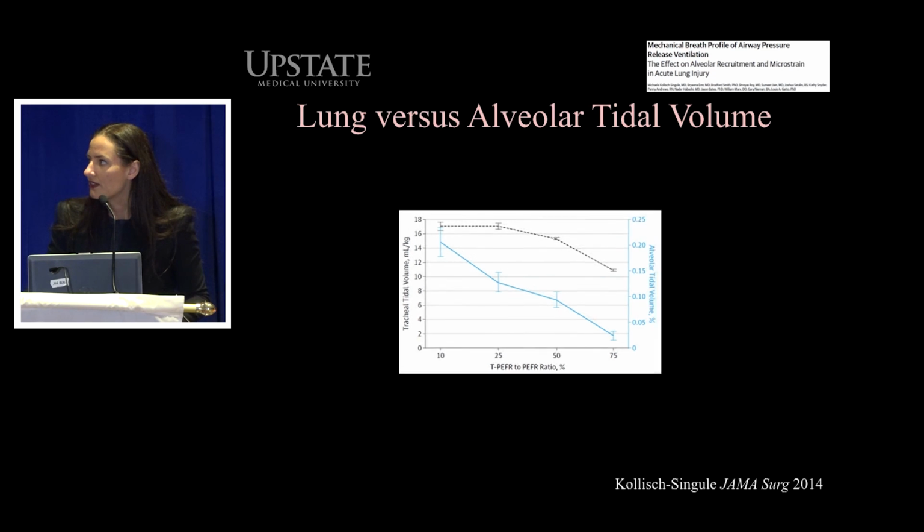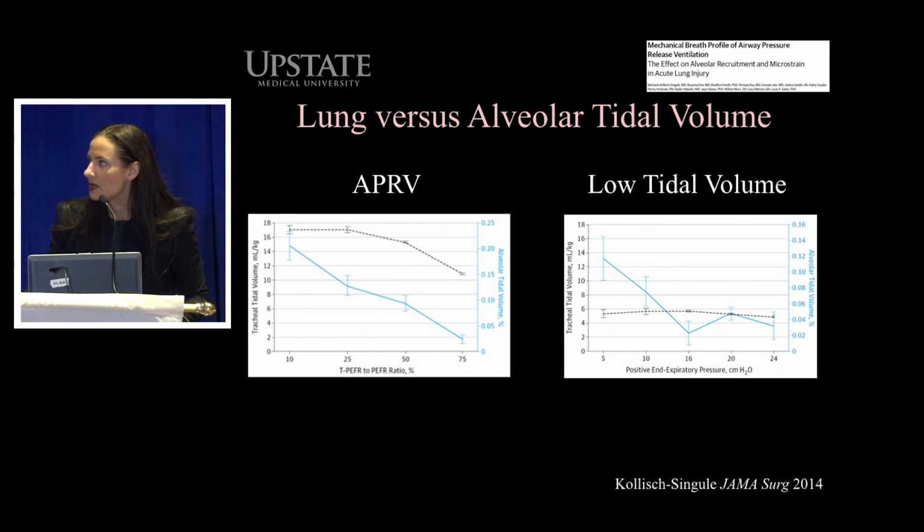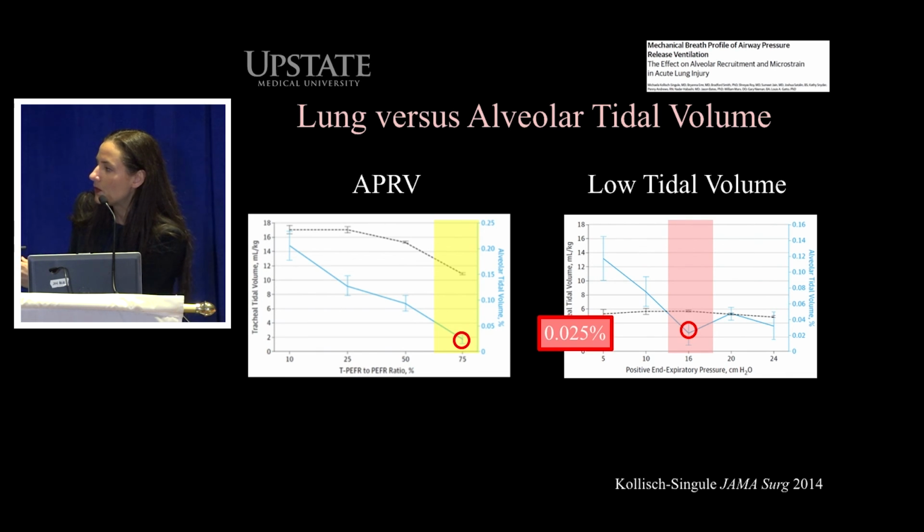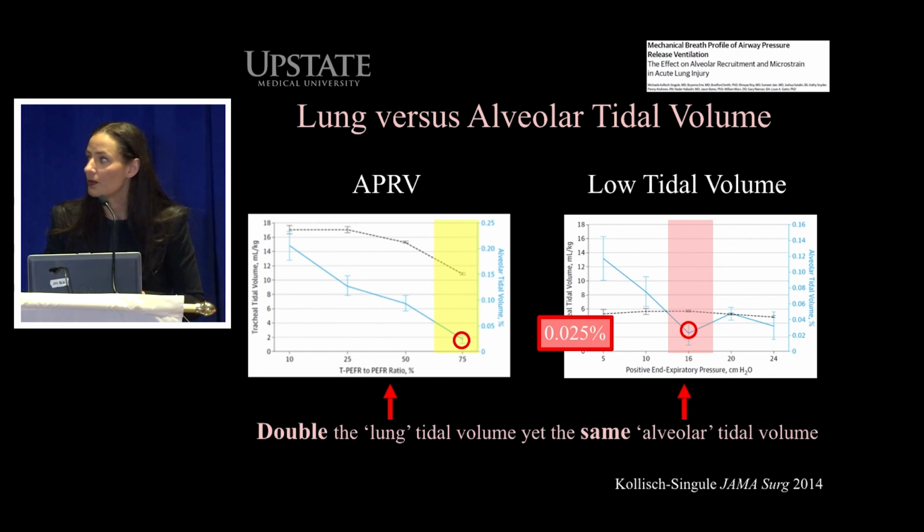So how does the APRV alveolar tidal volume compare to that of low tidal volume? If we look at the two settings that had the lowest alveolar tidal volume, that would be APRV set with a 75% ratio and the PEEP of 16 group. And what we find is that in both scenarios, the difference in the alveolar size between inspiration and expiration is just 0.025%, and that's true in both APRV as well as the PEEP of 16 low tidal volume group, despite the fact that in the APRV group, we have nearly double the tidal volume that we did in the low tidal volume group.